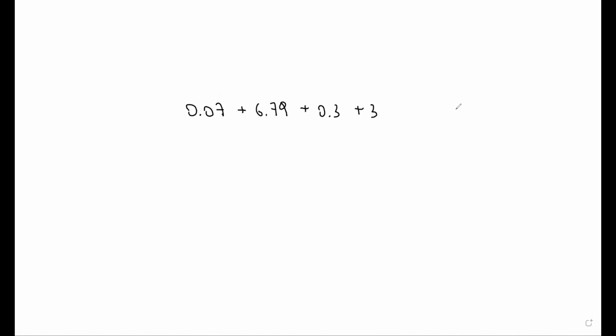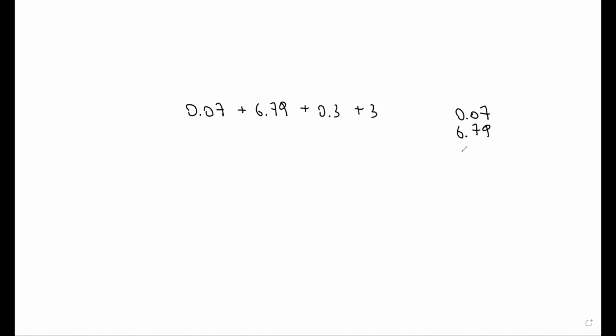So let's just do it in order. So 0.07, good. And then below that is 6.79. Again, always line up the decimal place so that your columns are lined up. I think columns is the right word. Yeah, columns are vertical, yes.